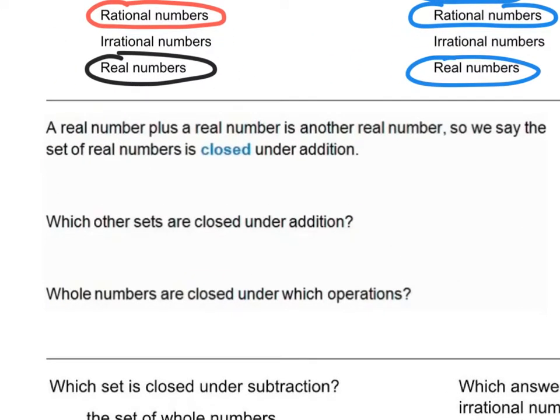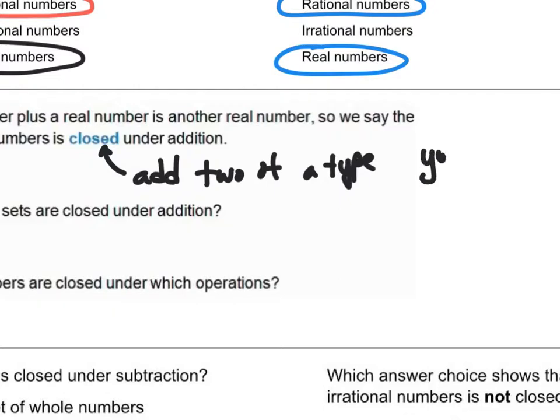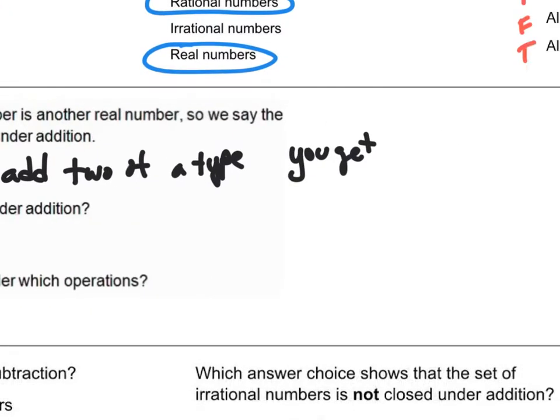Okay, so it says a real number plus a real number is another real number. So we say that the set of real numbers is closed under addition. It asks us the question, which other sets are closed under addition? When it says closed, that means that when you add two of the same type of number, you get that type of number.